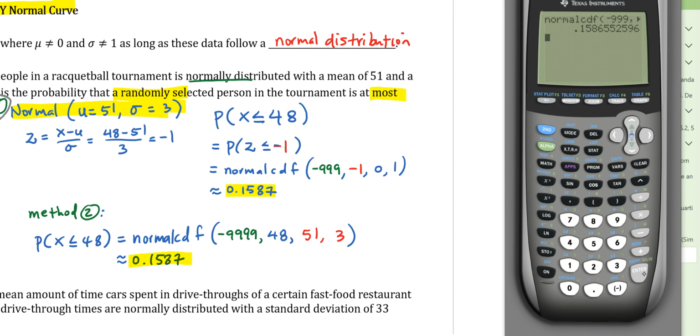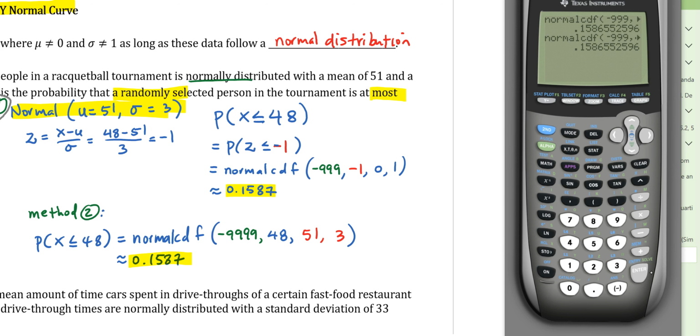Now let's do the one without converting to z. Right? So second vars, number 2. And my lower bound is still negative 9999. And my upper bound here is 48. I'm putting a value of x here now, not z. And then my mean here is 51. My standard deviation is 3. Right? So enter that in my calculator and I would get the same answer. So both approaches would help you get an answer.